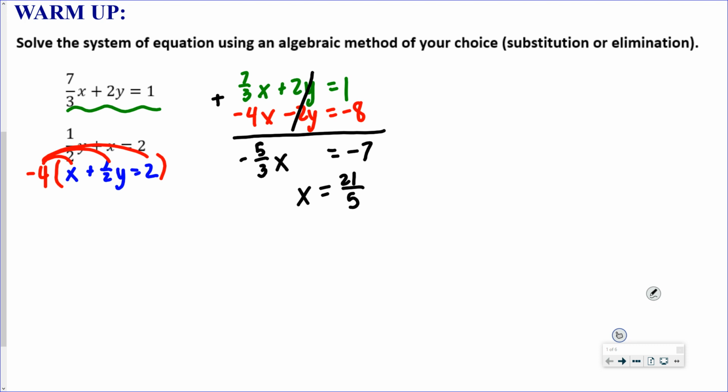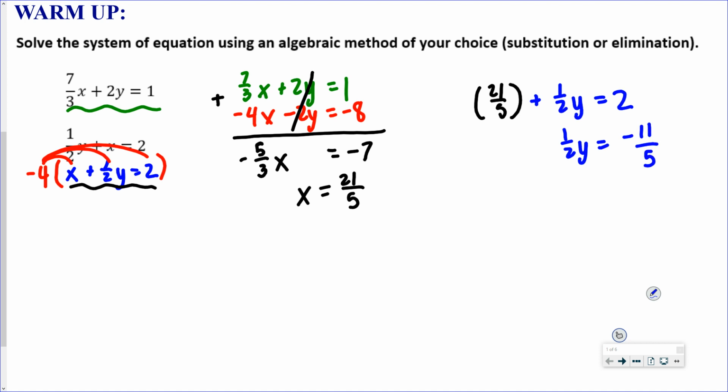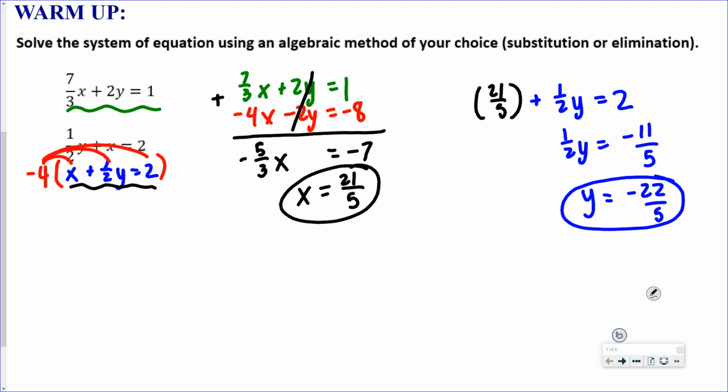Now with elimination, you can go back and plug it into either equation. So I plugged it into this one right here, the one I did with blue, because I know x now is 21/5 plus 1/2 y is 2. All right, subtract over 21/5, times both sides by 2. I got y to be negative 22/5. Final answer, written as an ordered pair, we write x, comma, y.